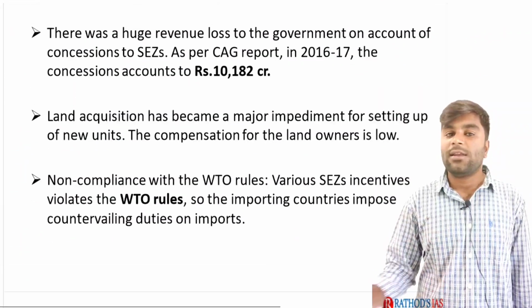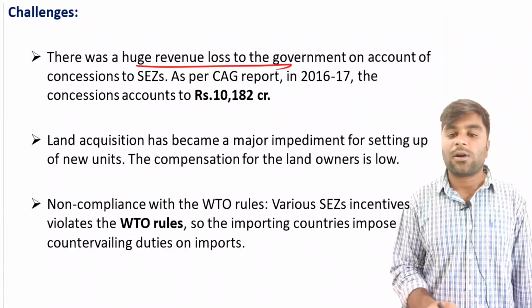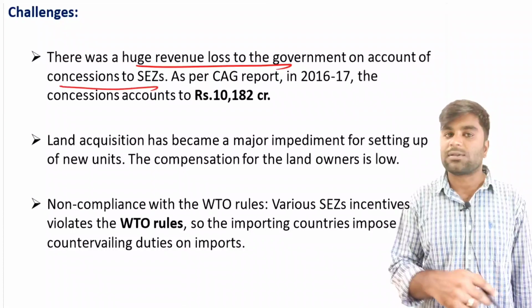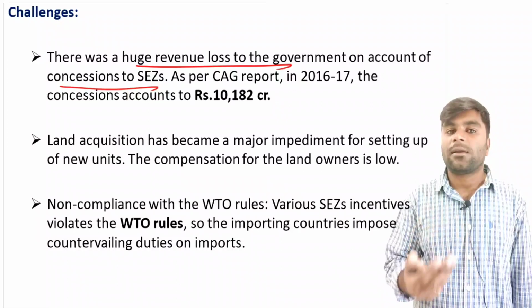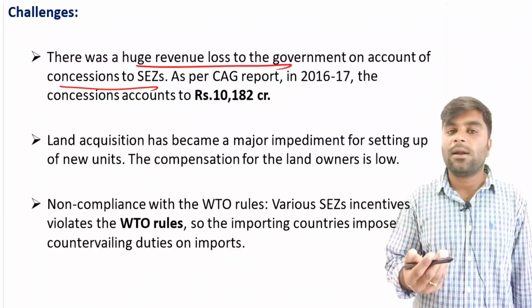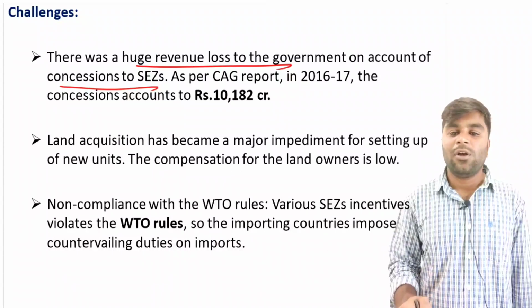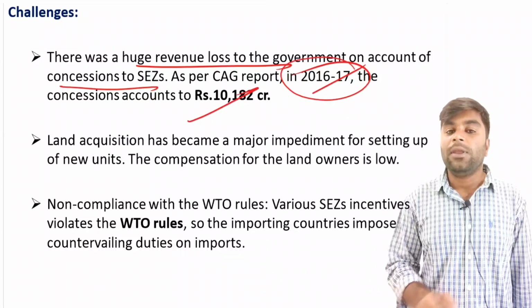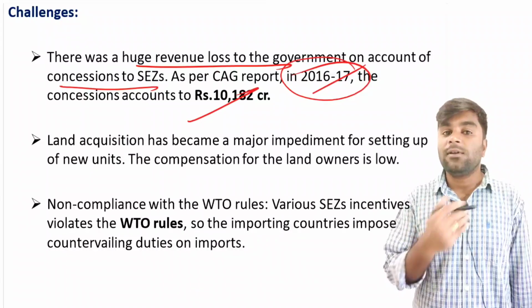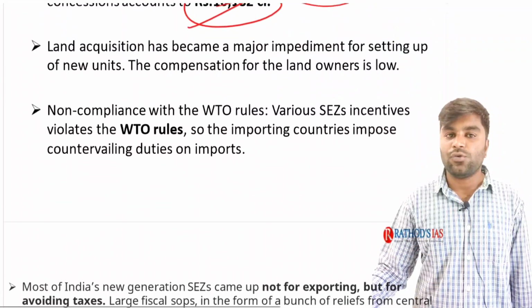And when we look at the challenges of the SEZs, there is a huge revenue loss to the government on account of concessions to the SEZs. As you know, the government is giving tax incentives like under the Income Tax Act and the minimum alternate tax. As a result, definitely the government is going to lose some revenue. According to an estimation of the CAG, in 2016-17, because of the incentives provided to the SEZs, the government lost about 10,182 crores.